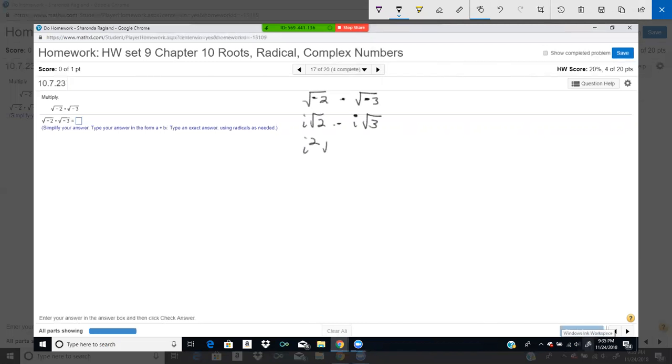Now, since I'm dealing with square roots, I can put the numbers up under the same root. And so what is i squared? Good. i squared is negative 1. And then up here, this is 6. This is simplified. So that gives me a negative square root of 6. Okay, so you want to be careful with that.